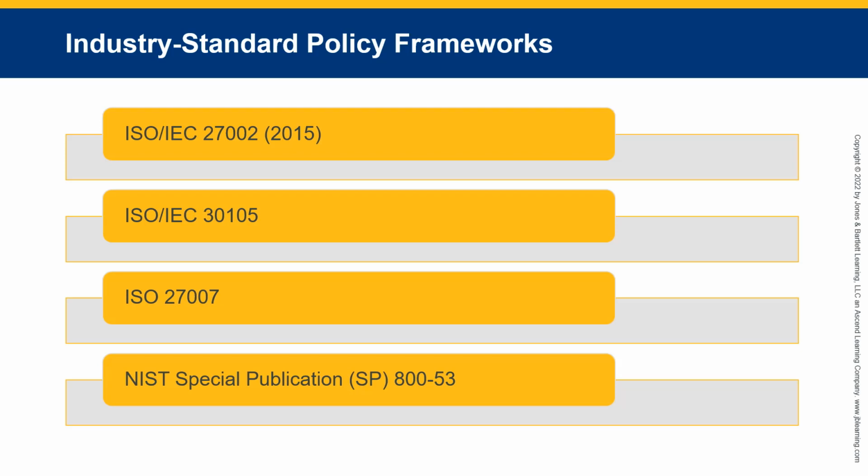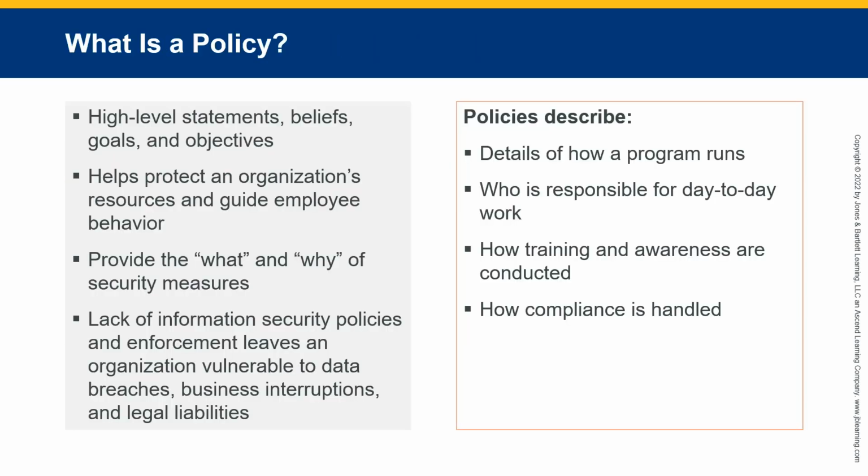Then the NIST Special Publication, SP 800-53. NIST is an agency of the U.S. Department of Commerce. It develops information security standards and guidelines for implementing them. And this particular one, 800-53, security and privacy controls for federal information systems and organizations, is the primary standard for federal systems.